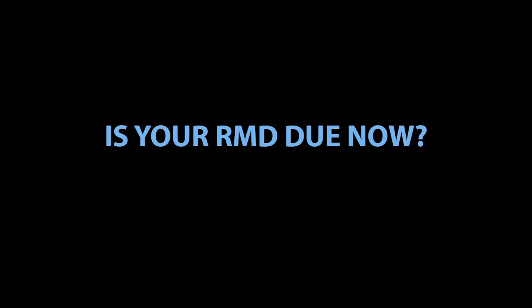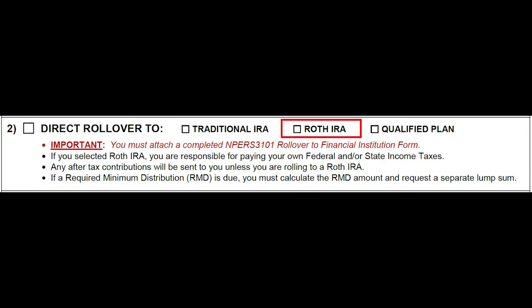If an RMD is due at the time that you are requesting a rollover, you must calculate the RMD amount and request a separate lump sum. Requesting both a lump sum and a direct rollover will be discussed further when we go over option 3. Moving on, a Roth IRA requires that you pay taxes upfront on the money that you deposit.